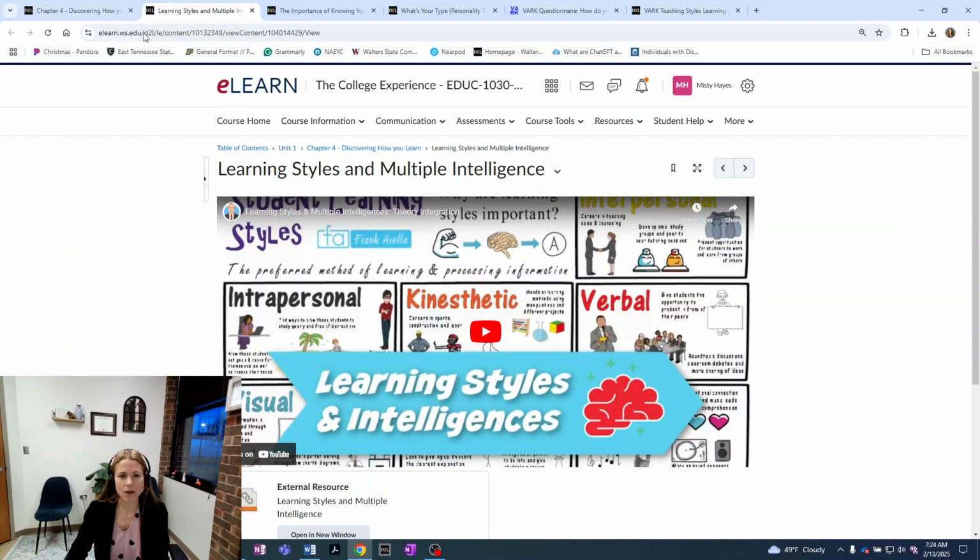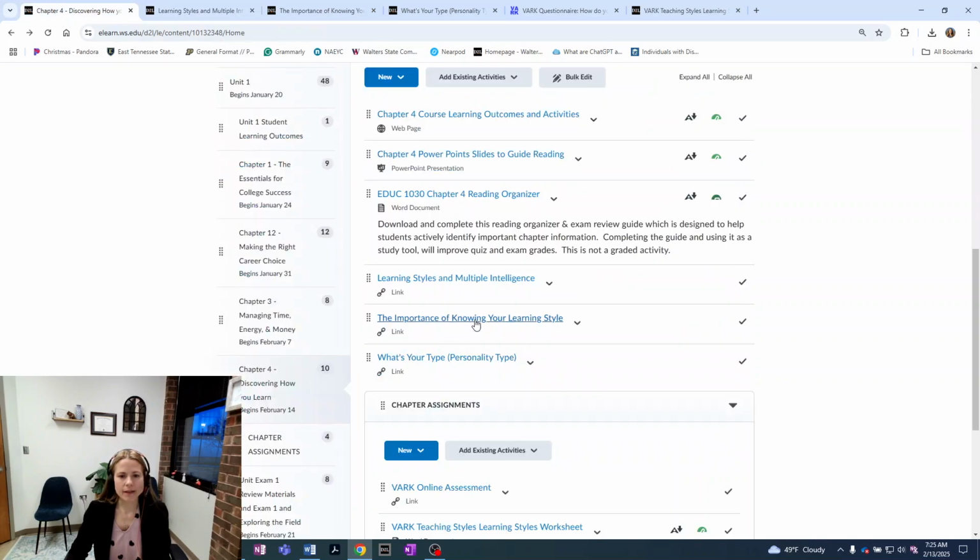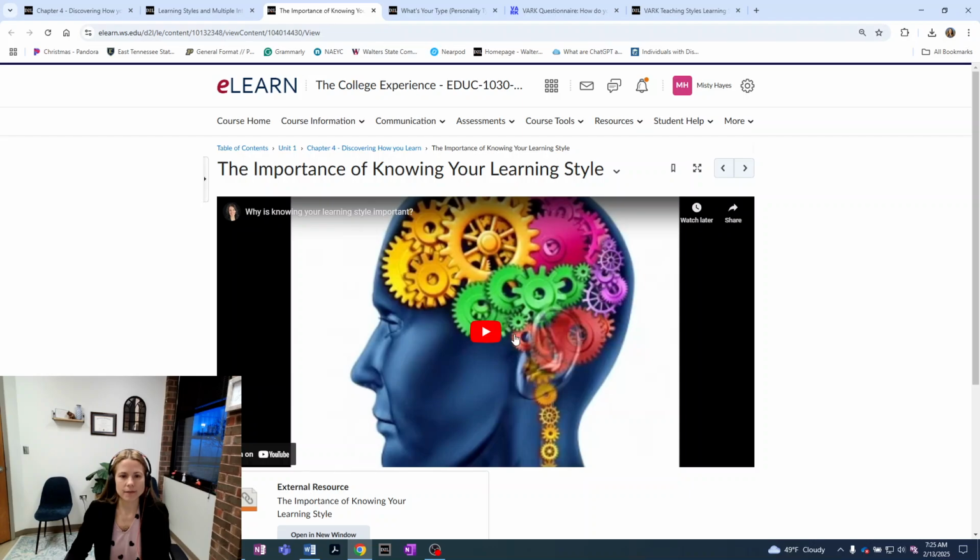The first one is all about learning styles and multiple intelligence. Okay, so it breaks it down, the different ones, kinesthetic, visual, what are they? You may have heard about this when you were in school. This just gives you an overview of what they are in a visual imagery, if you will. So if you're a visual learner, this is a very helpful video. The second video is understanding and knowing about your learning style. So what's the importance of it? The knowing your learning style, why is it important for you to know it?